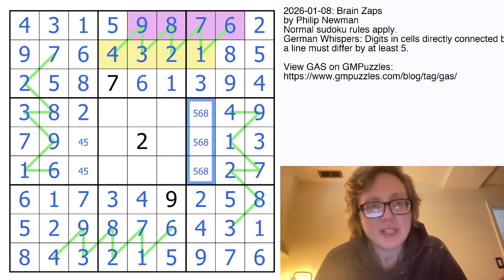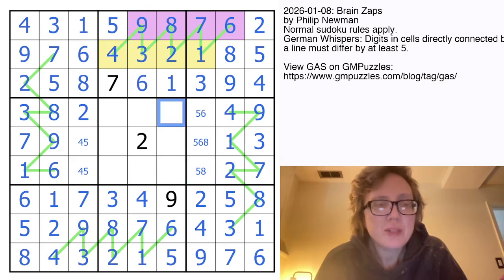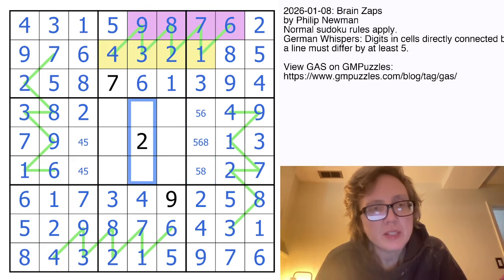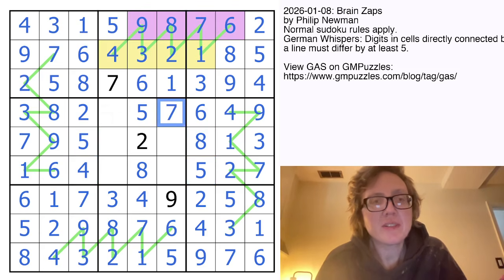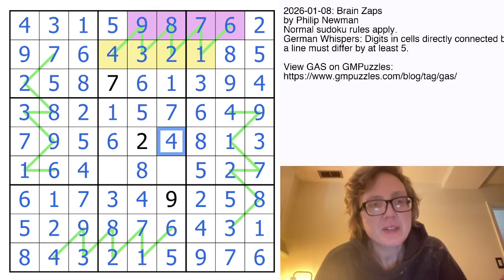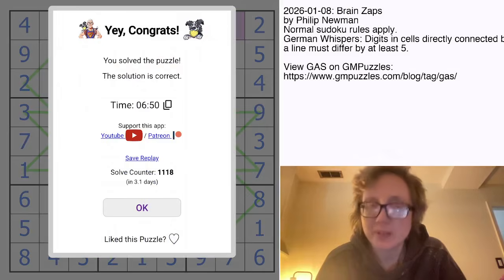We need 5, 6, 8 here. And then we can just finish off using classic Sudoku methods. So we need a 5 and an 8 to finish this column. They'll go there and there. That resolves this. We need a 1 and a 7 to finish this row. We need a 4 and a 6 to finish this row. And we need a 3 and a 9 to finish that row.